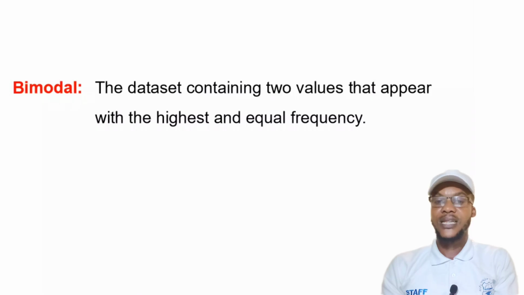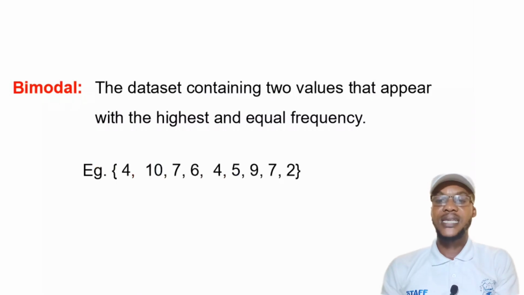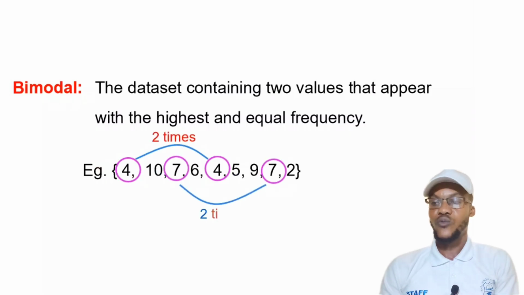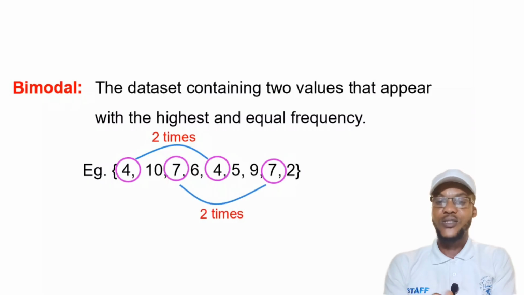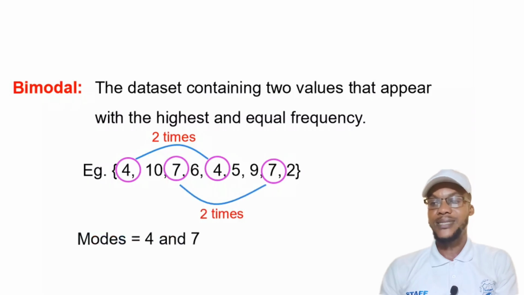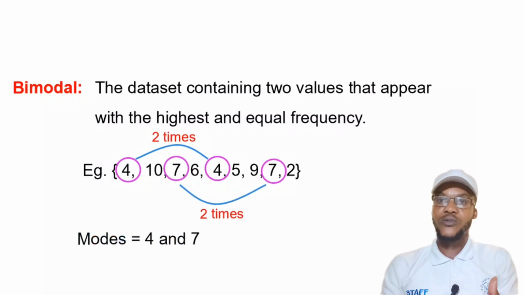Okay, so if that's the case, let's take this example. So you realize that we have 4, which appears twice, and we can also have 7, which also appears twice. So since we have these two numbers appearing the same number of times, then we see that our mode is 4 and 7. Okay, that is why we see that they are also bimodal.